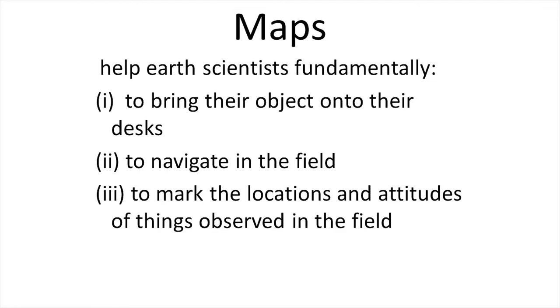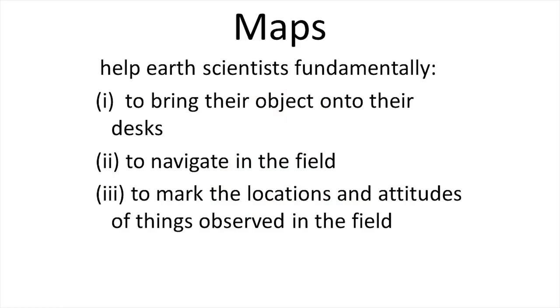So maps helped in studying the earth to a certain extent, sometimes very directly and sometimes indirectly. Because sometimes some of the maps can be read and understood very easily, but sometimes maps need a bit of training to understand. So here the intelligent people used maps to study their earth by remaining in their own chambers, in their own classrooms. So maps brought the object of study for earth scientists onto their desks, this is one thing.